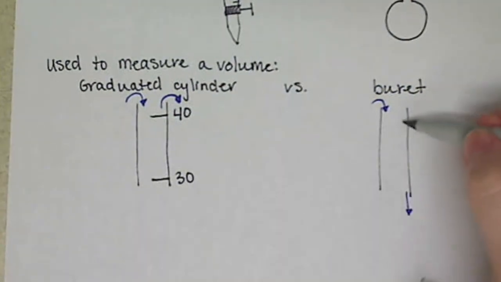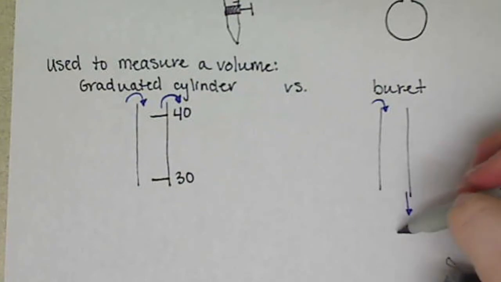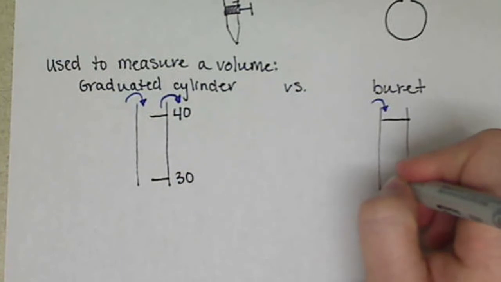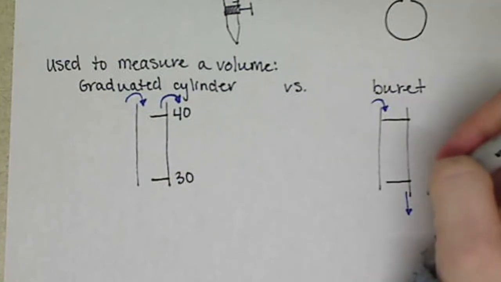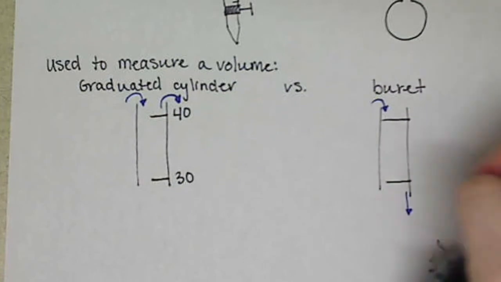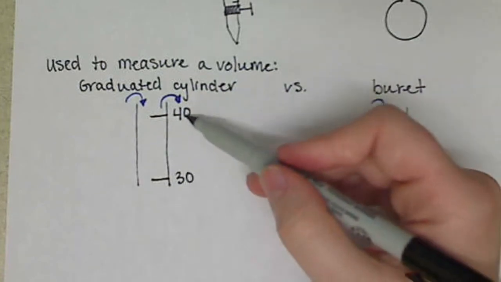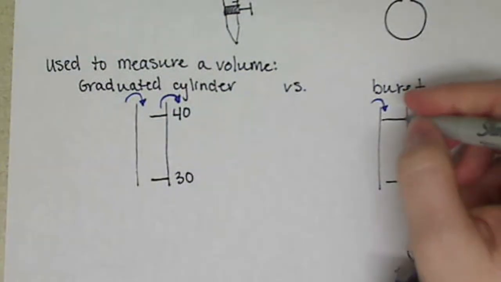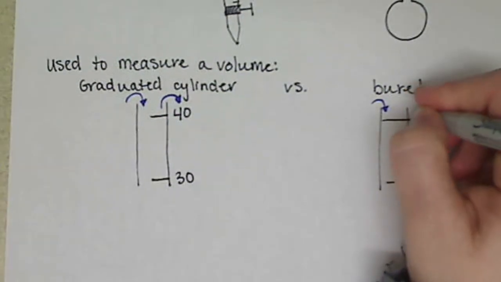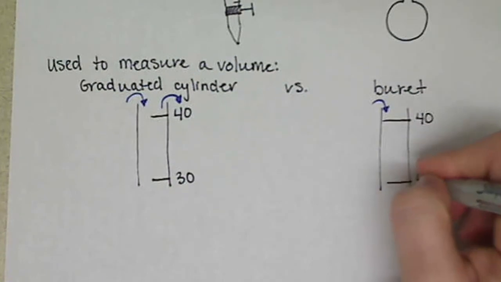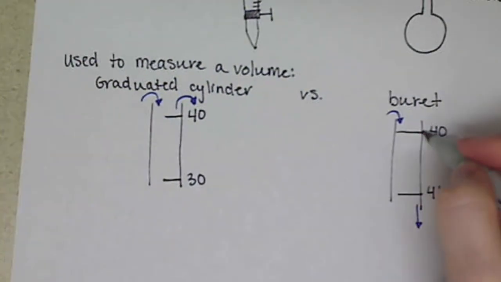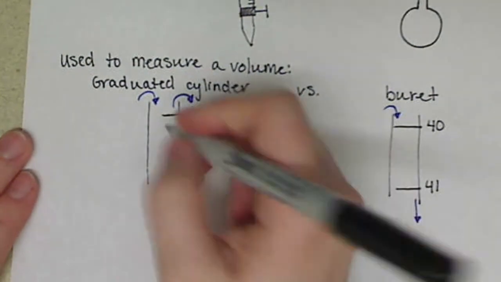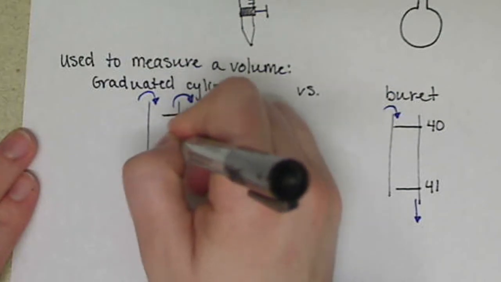Whereas in a burette, because we're going to be draining that liquid level down, our readings, our lines, are going to go down. And the burette is actually a much more accurate piece of glassware, so it's not going to have a big step like between 30 and 40 milliliters. The biggest markings on a burette are going to go, say, between 40 and 41, so just a 1 milliliter difference between markings there. So we have some other markings in there.